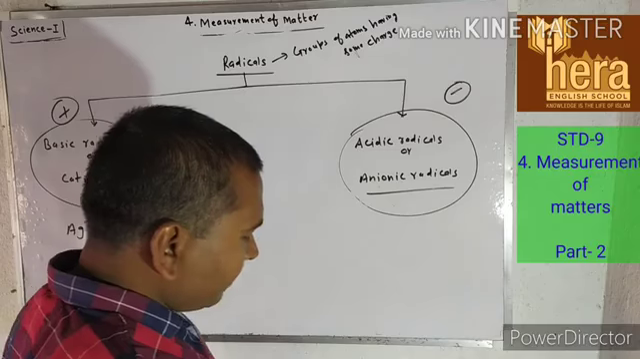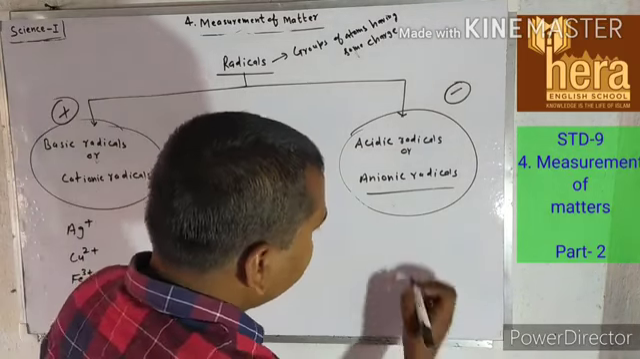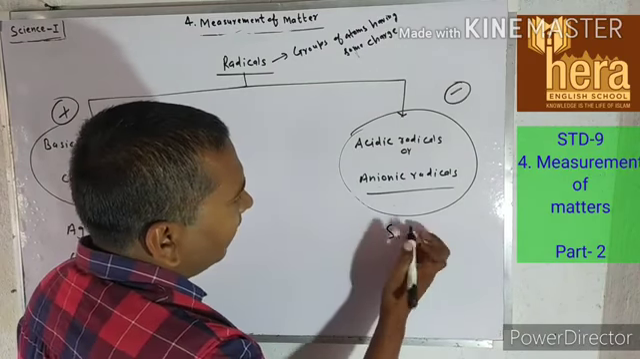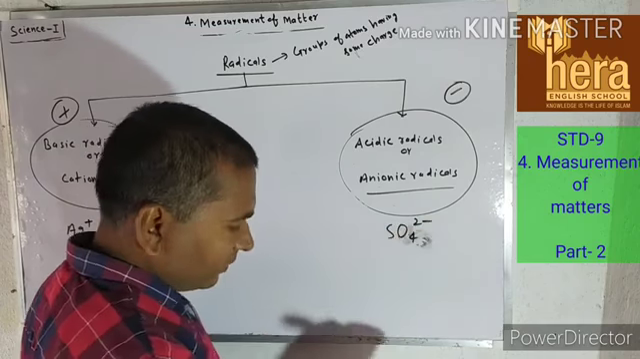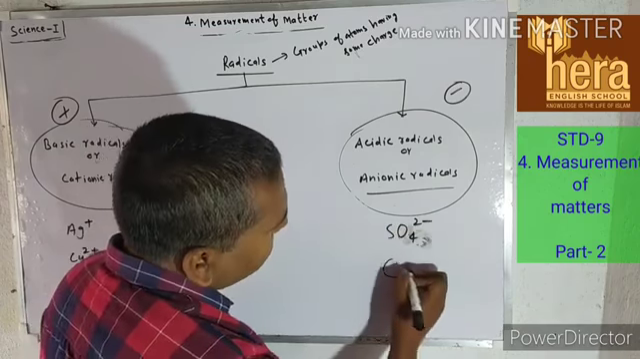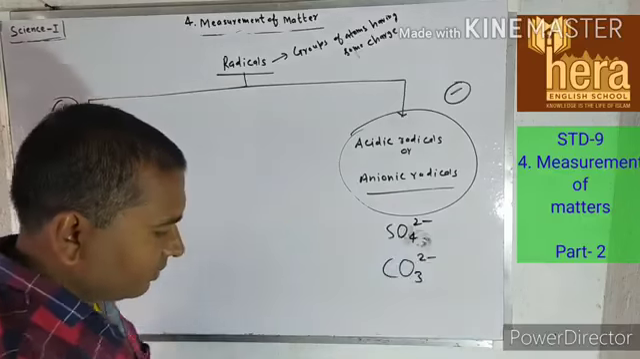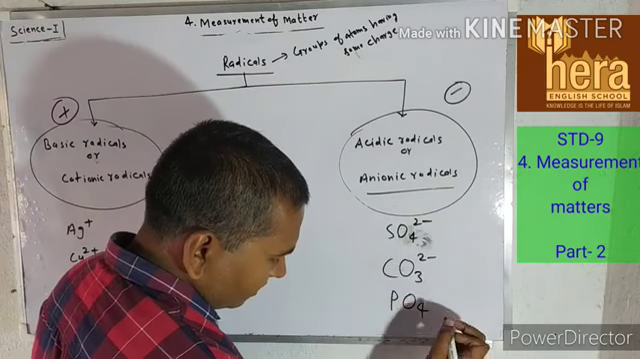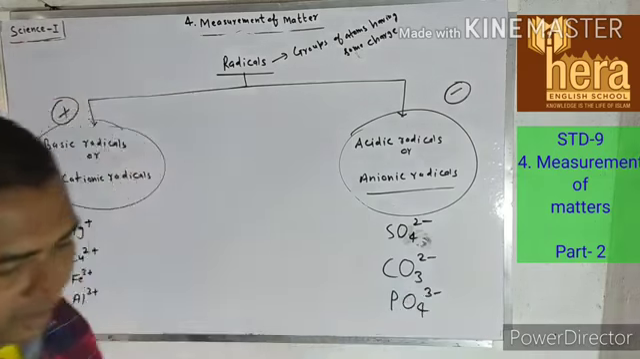Anionic radicals, that is SO4 2 minus, CO3 2 minus, phosphate PO4 3 minus, etc.